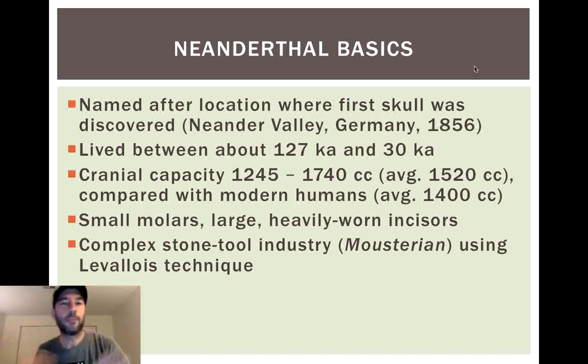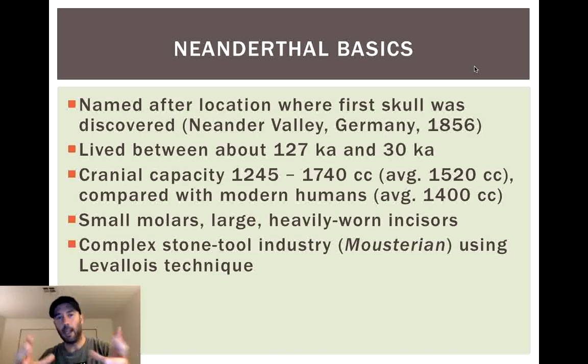So they had some sort of material culture, which is obvious from everything else we know. They also had a relatively complex stone tool technology, and we talked about a little bit of that with Homo heidelbergensis. So Heidelbergensis also used this Mousterian industry that was created using something called the Levallois technique.